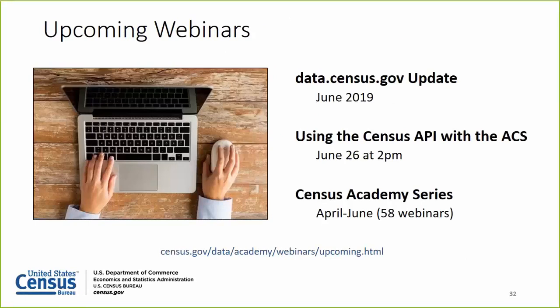Also, we have upcoming webinars like updating the FAQs. We also update you all through these public webinars. Our next webinar will be in June. Another webinar that may be helpful for those of you on the phone, using the Census API with the American Community Survey, June 26th at 2 p.m. You'll be able to get information to join these webinars by visiting the link at the bottom. And if you do go there now, you'll also be delighted to see we have a series of webinars already planned April through June with 58 different webinars on census data.